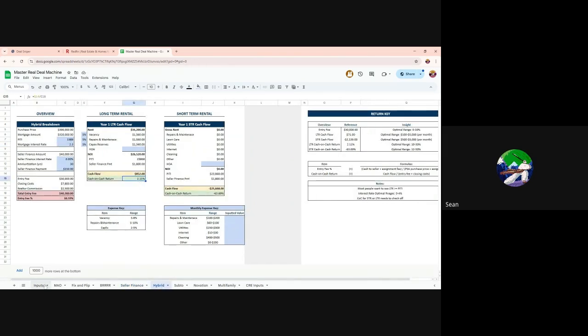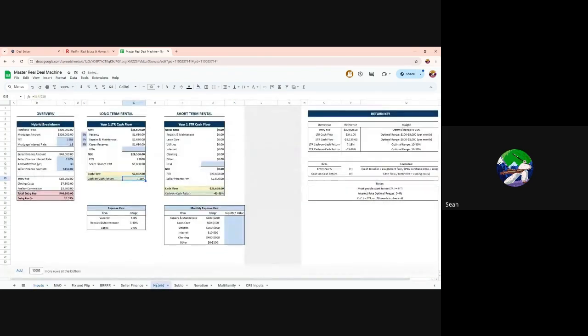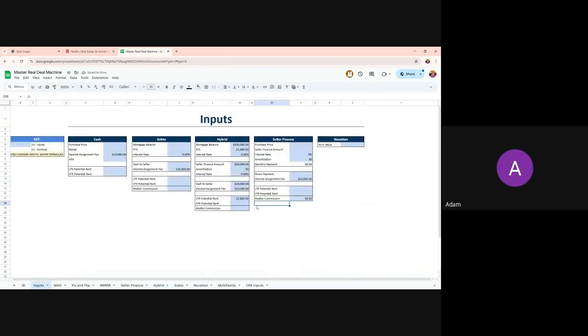No, I think it's going to have to be 2,800. Nope. And how do buyers figure out the rent?